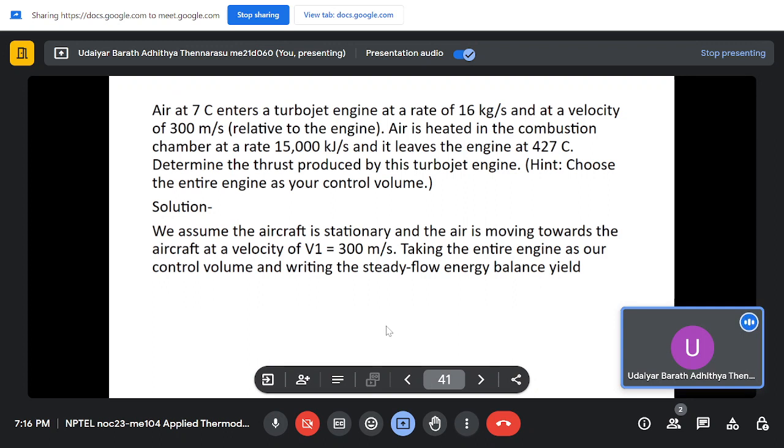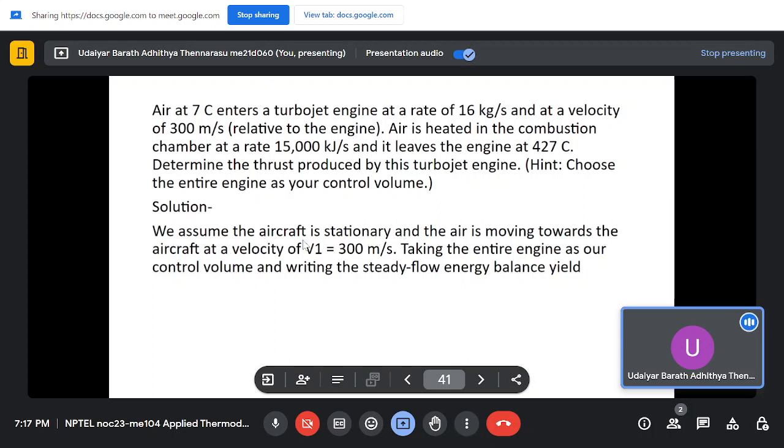So moving on, the next question is: air at 7 degrees Celsius enters a turbojet engine at a rate of 16 kg per second and at a velocity of 300 meters per second. Air is heated in the combustion chamber at a rate of 15,000 kJ per second and it leaves the engine at 427 degrees Celsius. Determine the thrust produced by the turbojet engine. There is a hint that you have to use a control volume. The entire engine has to be taken as a control volume.